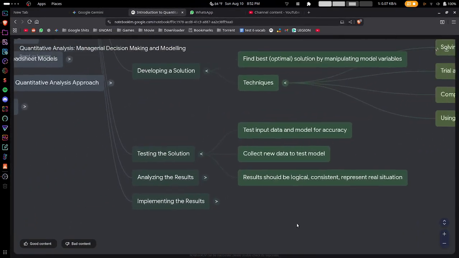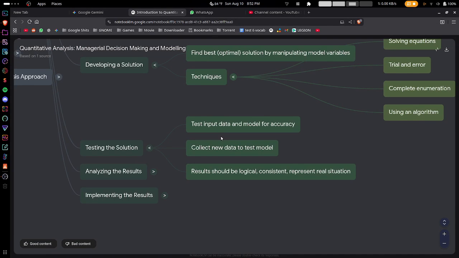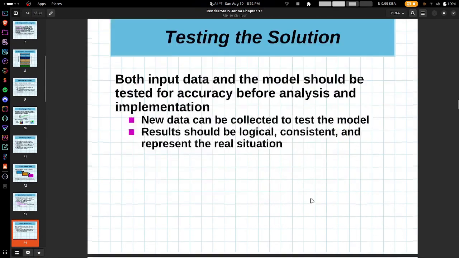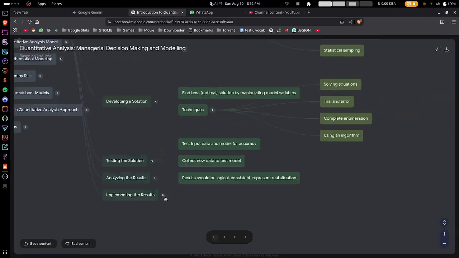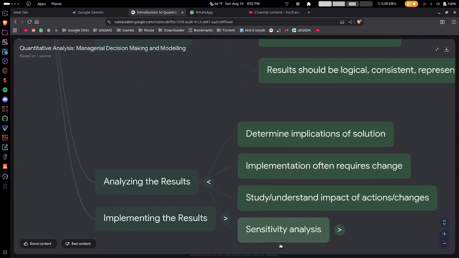Testing the solution. Three things: test input data and model for accuracy, and collect new data to test the model. Results should be logical, consistent, and represent the real situation. Yeah, pretty much like that. Now comes analyzing the results.